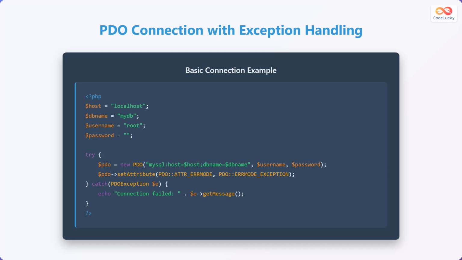Within the try block, create a new PDO object using the database connection string and credentials. Set the error mode to exception to enable exception handling. If a PDO exception occurs, catch it and display the connection error message using $e, followed by arrow, getMessage. This code demonstrates how to establish a database connection using PDO with proper error handling.